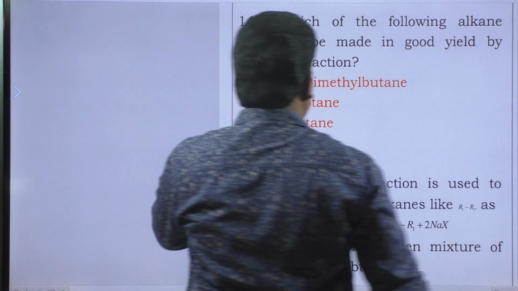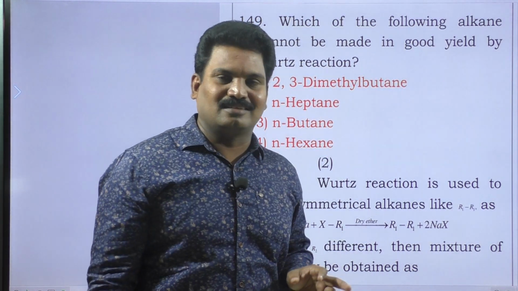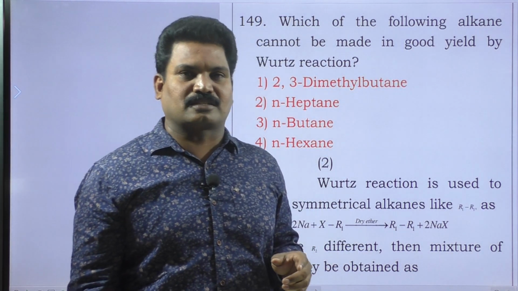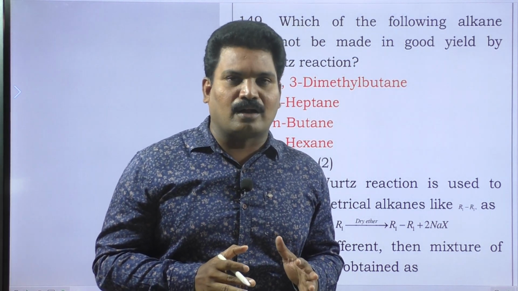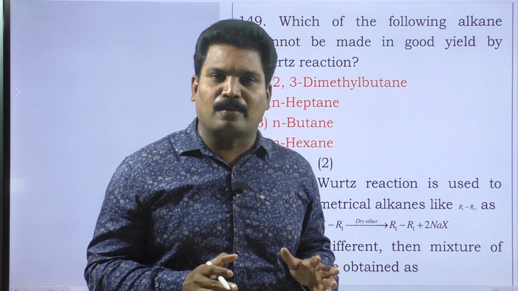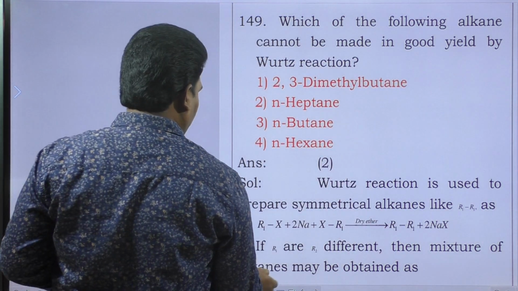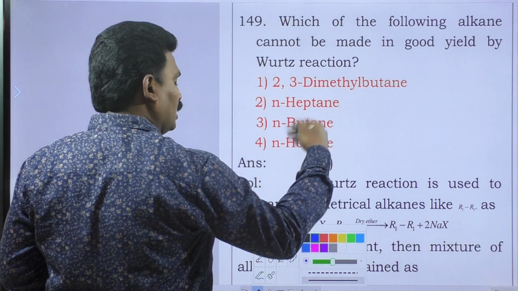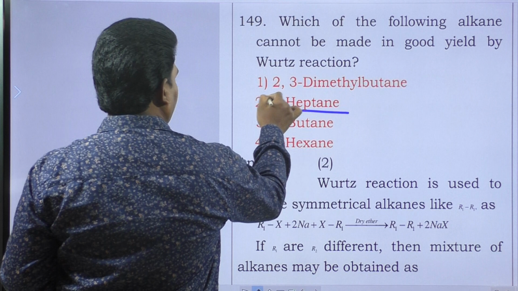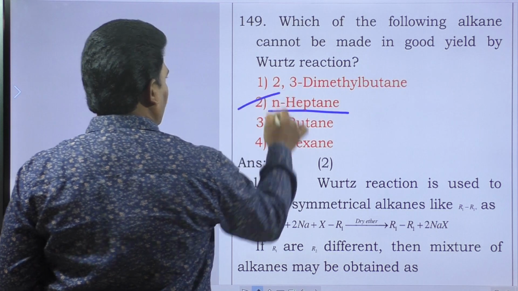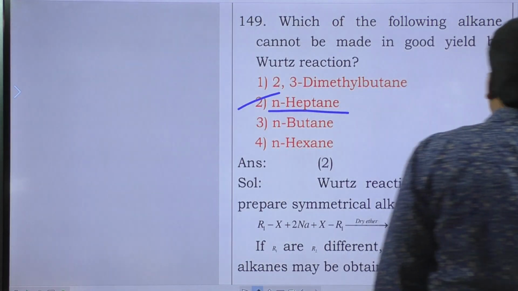Which of the following alkanes cannot be made in good yield by Wurtz reaction? Wurtz reaction is the best method to prepare even number alkanes but not odd number alkanes. Here n-octane means 7 carbons, it is an odd number alkane, so it cannot be made in good yield. So the answer for 149 is option 2.